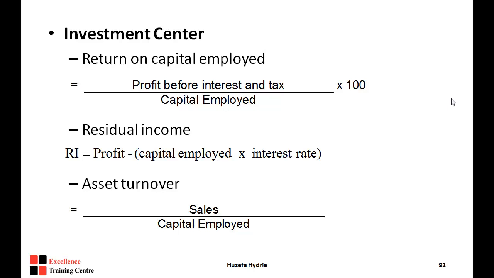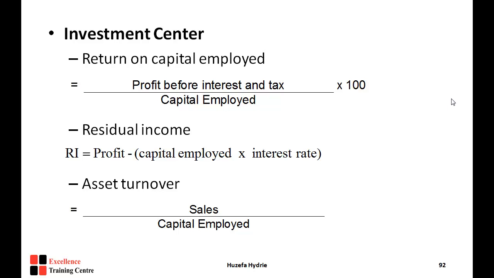These two sources of finance, we total them up. That is known as your capital employed. Now this formula, return on capital employed: profit before interest and tax divided by capital employed, multiplied by 100.